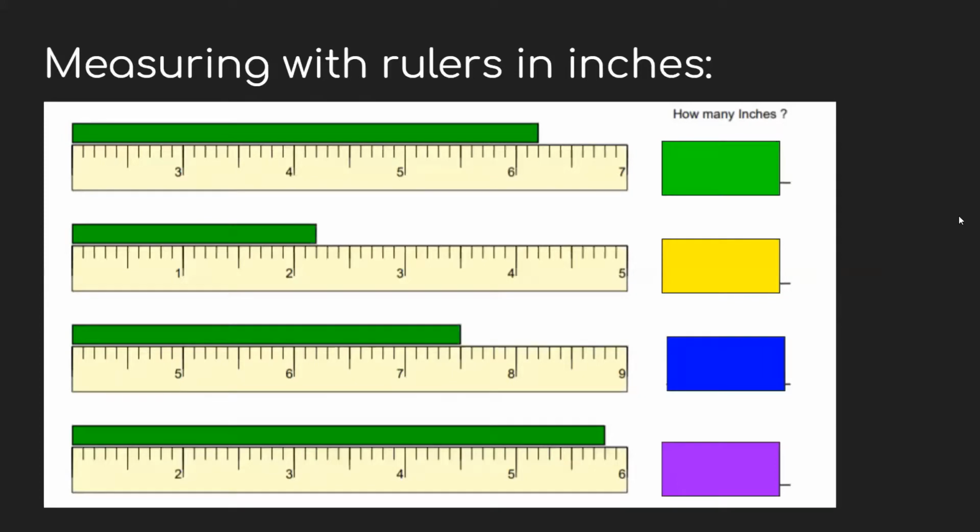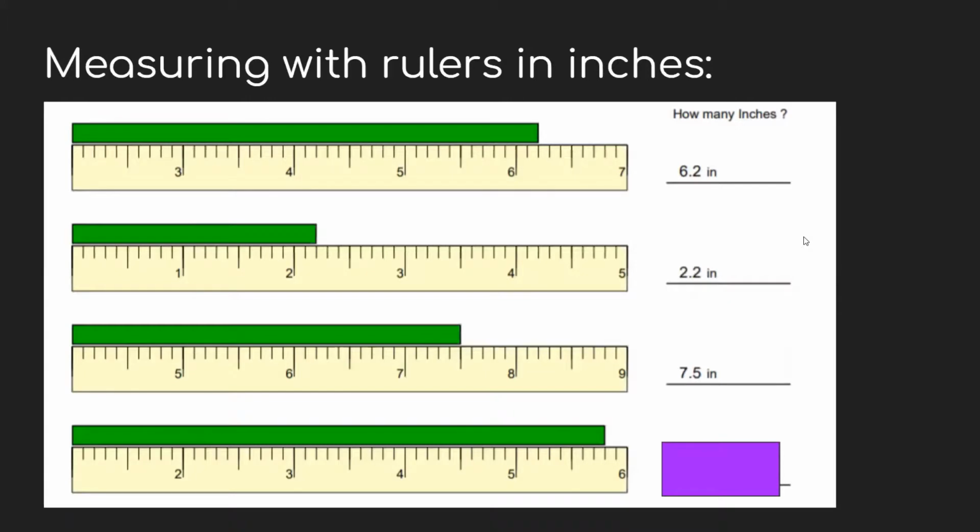Now we're going to move on to measuring. We're going to start with measuring with rulers and inches. We're going to measure these lines and check to see if it's right. Pause this video and do it on your own so that we can go over the answers together. So for the first problem, you should have gotten 6.2 inches. And for the next one, 2.2 inches. For the next one, 7.5. And the next one, 5.8.